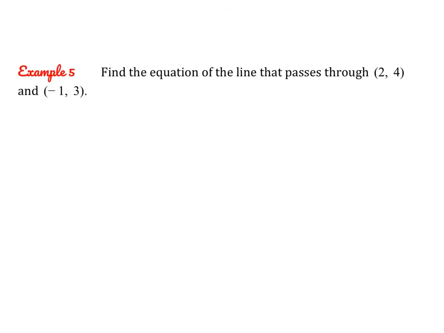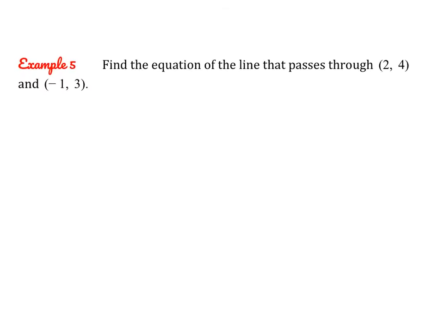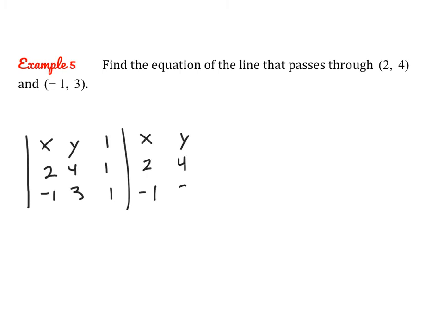All right, so let's give this problem a try. They want to find the line that passes through 2, 4, and -1, 3. So remember, we're going to start by making our x, y, 1 row. So this is going to be the variables that stay in our equation. And then we can have 2, 4, 1, and -1, 3, 1. So we're going to find the determinant of that. I'm going to use the diagonal method. And then we're going to set that determinant equal to 0.